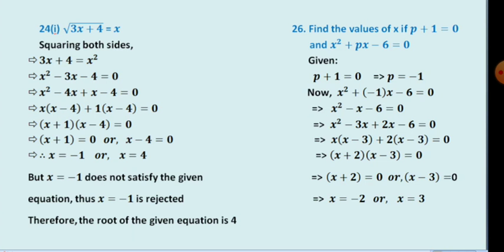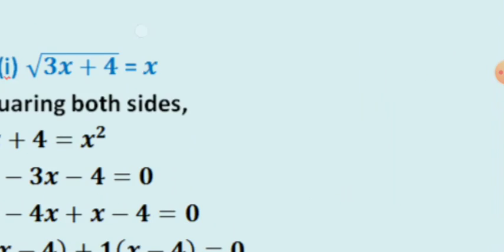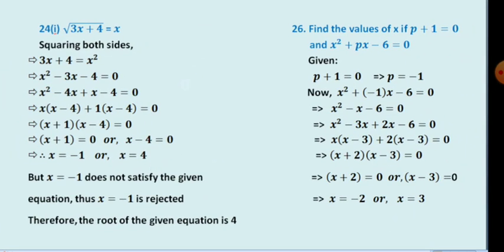So one of the terms is x plus 1 equals to 0, therefore x equals to minus 1. Another term is x minus 4 equals to 0, therefore x equals to plus 4. Now see, there are 2 roots of x, that is minus 1 and 4. But before we write the answer, we have to put this value of x in the actual equation and see whether this criteria is correct or not, whether the roots are correct or not.